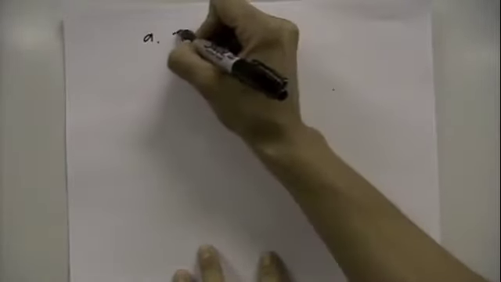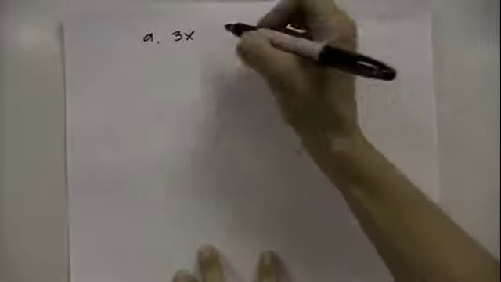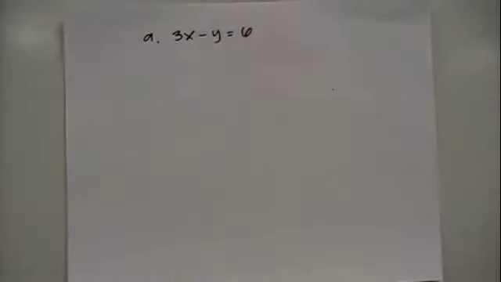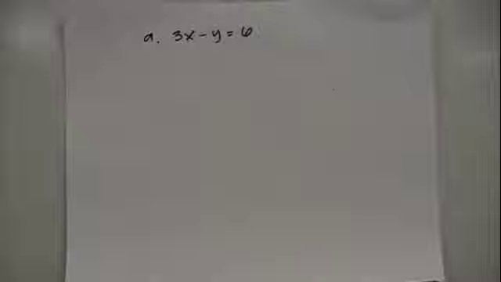Our next example, you're going to be given a rectangular equation. So let's use 3x minus y equals 6, and we're going to convert it to a polar equation. For a polar equation, we definitely want it only in terms of r and theta. Again, rectangular, you're given your x and your y. We want our polar equation to have only r and theta.